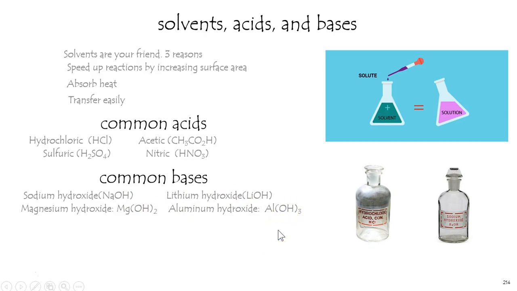H plus OH minus makes water, and that's a good way to remember what a common acid is, something that contains H plus. What is a common base? Something that contains OH minus. What do you get when you mix them? At least for the cation and the anion, H plus and OH minus gives you H2O, or water.